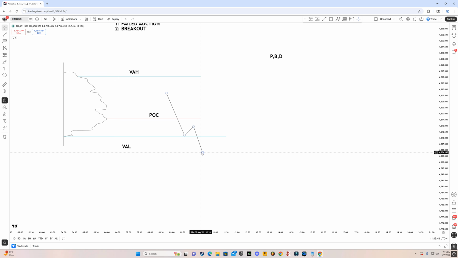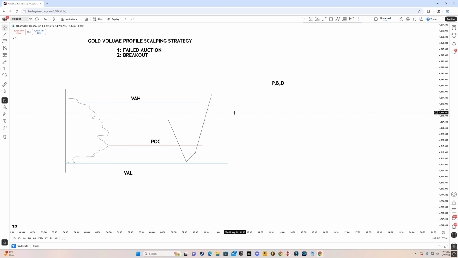And similarly, guys, if we get a breakout to the upside and we start consolidating above the value area high, we stay above the value area high for quite some time, and then we get a breakout. That is a valid breakout. And then you can take an entry on the retest and you can target there. And your stop loss can go below this consolidation.